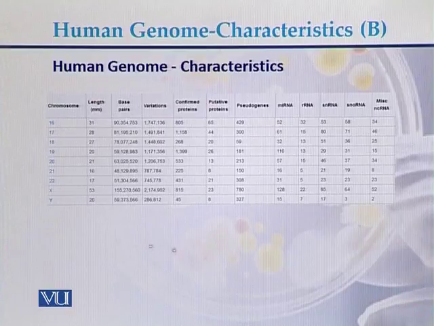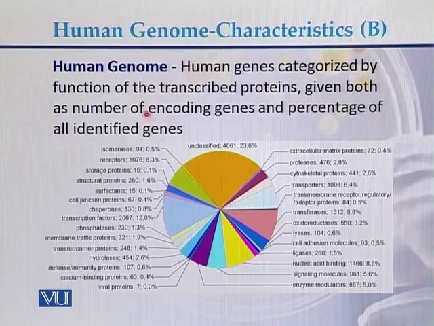And here is the detail from chromosome 16 till chromosome 22 and chromosome X as well as chromosome Y. Human genes characterized by function of the transcribed proteins, given both as number of encoding genes and percentage of all identified genes. So this is the pie graph representing the number of the identified genes and the percentage of those proteins that have been identified with reference to the identified number of genes.